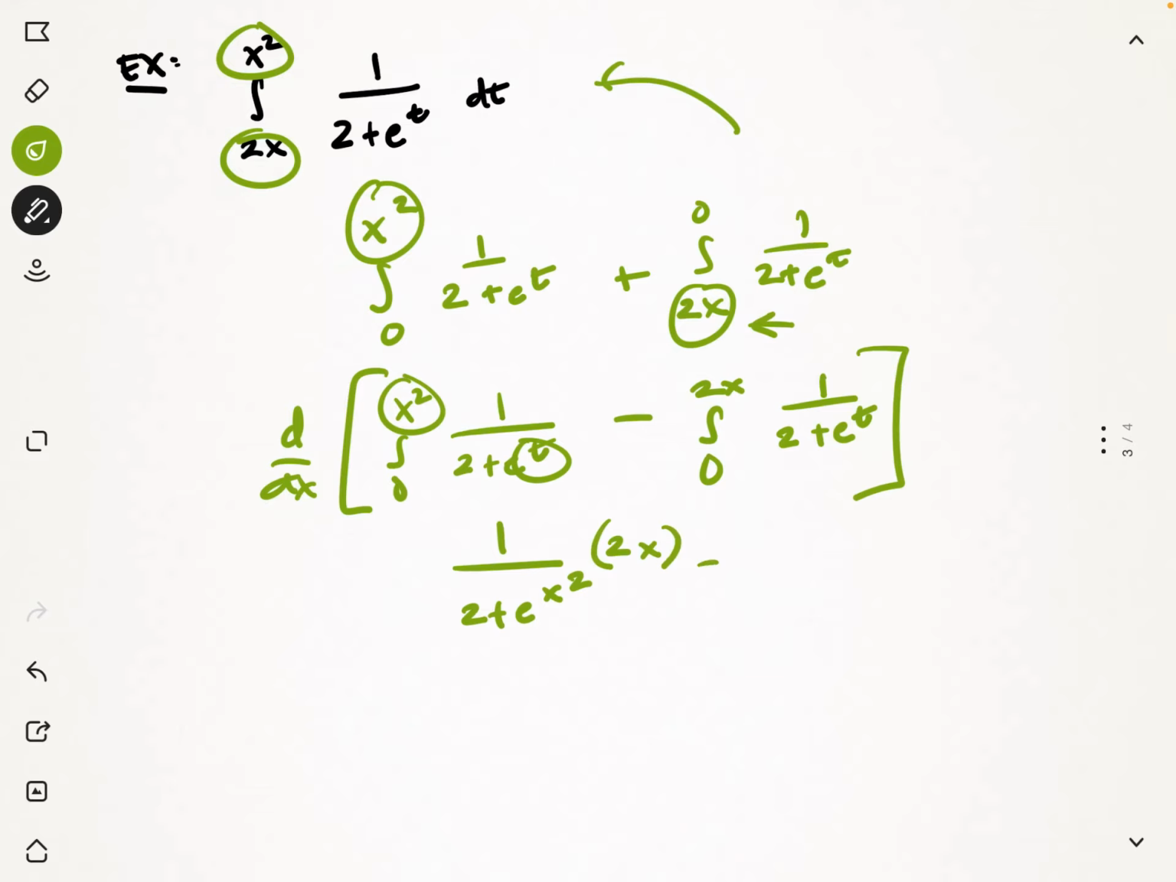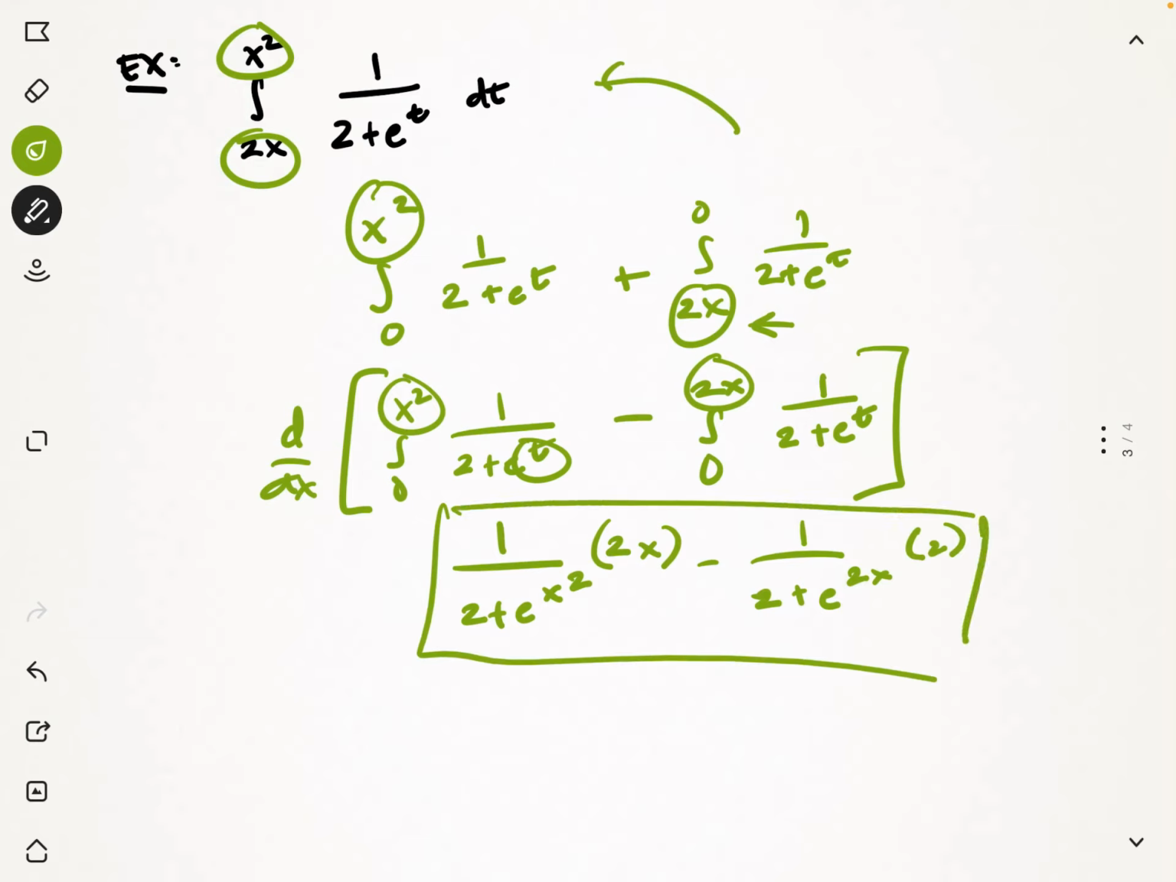Okay, likewise for the second one, we're going to replace the t with 2x. And because it's not just x up here that we're replacing, we got to chain it. So the derivative of 2x is 2. Okay, so this would be our derivative using the ideas that we took from the fundamental theorem of calculus.